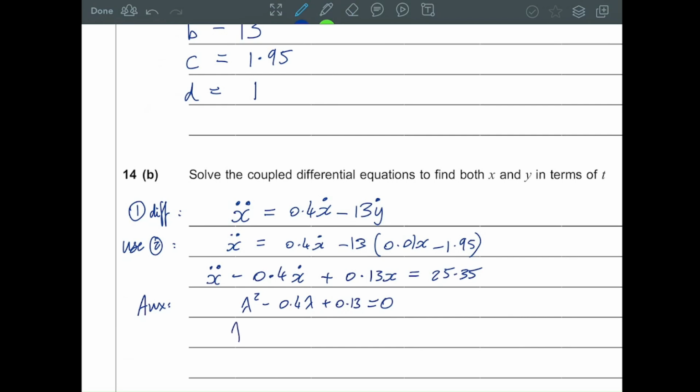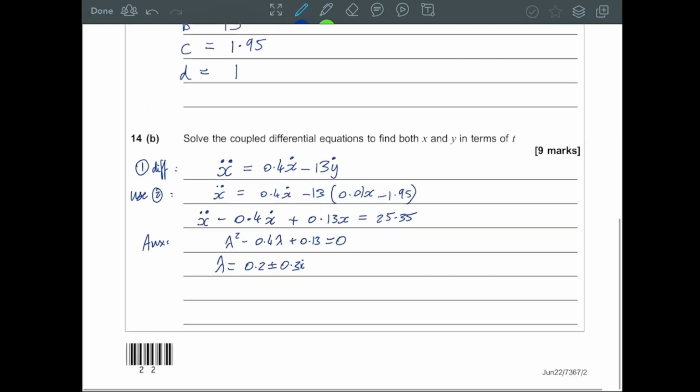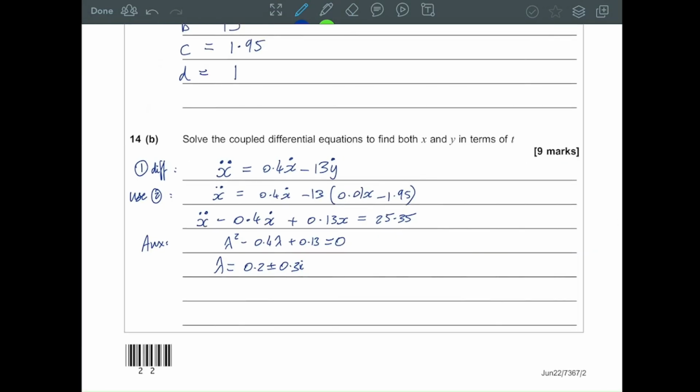Okay, so our solutions are actually really quite nice. 0.2 plus or minus 0.3i, which means we're going to get quite unpleasant solutions here. So the general solution is going to be e to the 0.2t, a cos 0.3t plus b sine 0.3t.